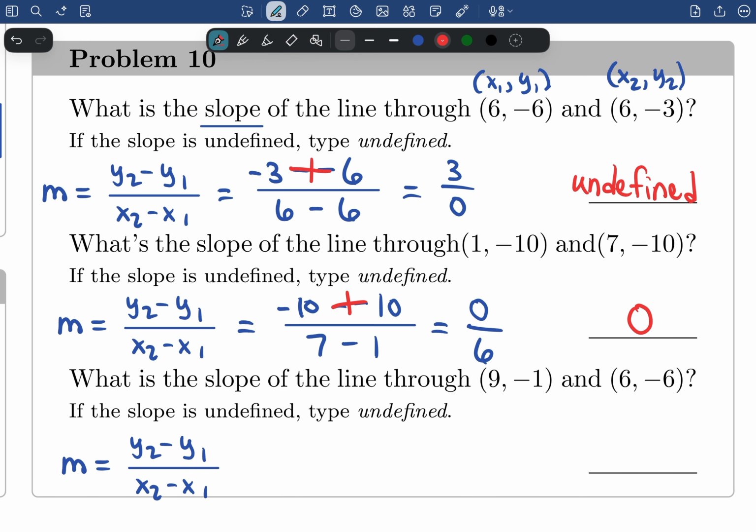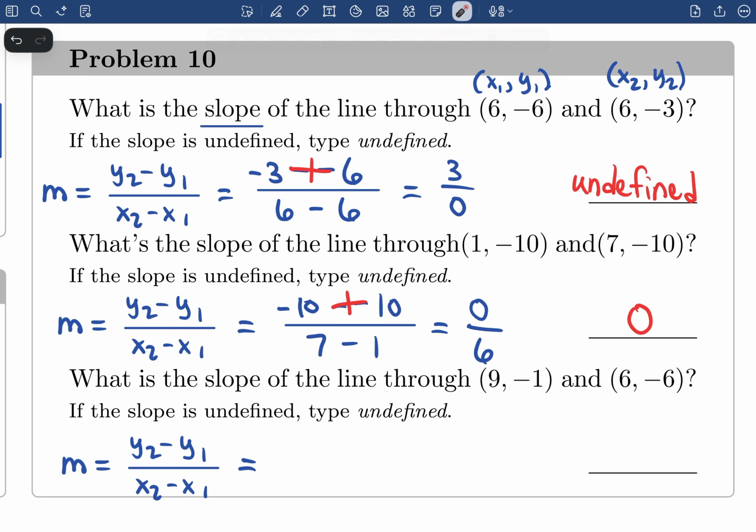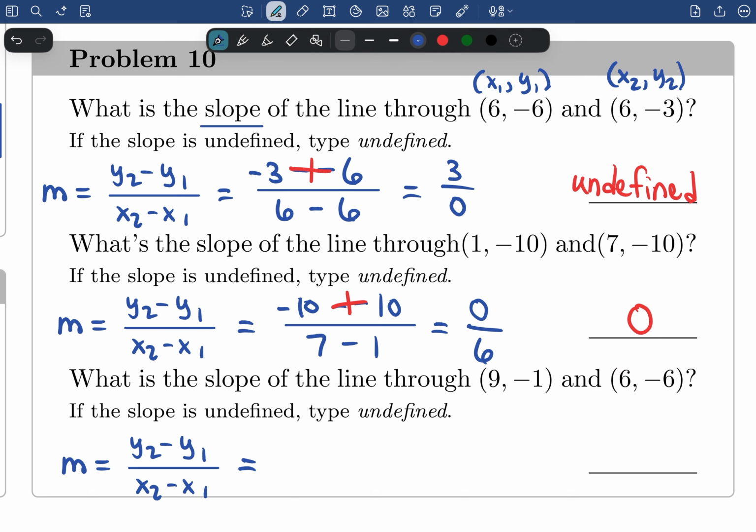Moving on to the third part of this problem. So I'm going to take these 2 points, 9 comma negative 1 and 6 comma negative 6, plug them in, and I get negative 6 minus negative 1 on top. Please remember your y's, they always go on top, and your x's go on the bottom because y's are the rise and x's are the runs. And now take the x values, 6 minus 9.